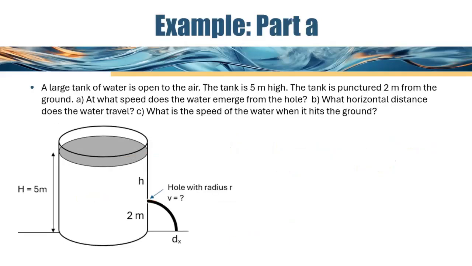Let's look at an example. A large tank of water is open to the air. The tank is 5 meters high and the tank is punctured 2 meters from the ground. At what speed does the water emerge from the hole?